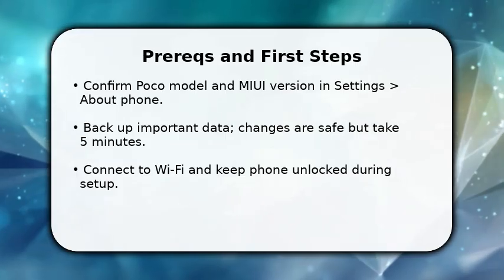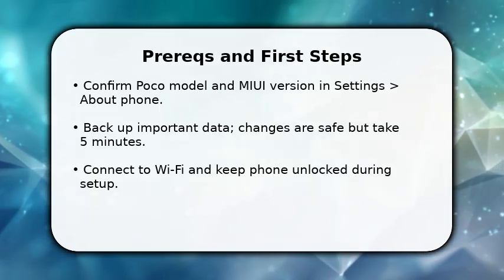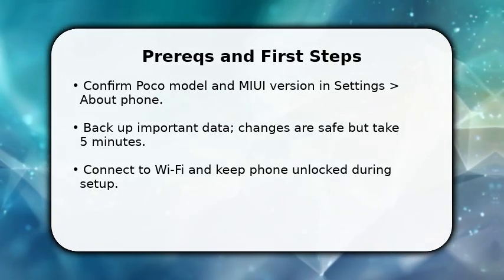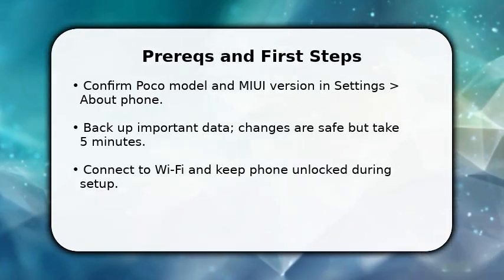You'll start by confirming your Poco model and MIUI version so you apply the correct removal steps. This avoids trial and error. Once done, make a quick backup and connect to Wi-Fi to speed downloads.